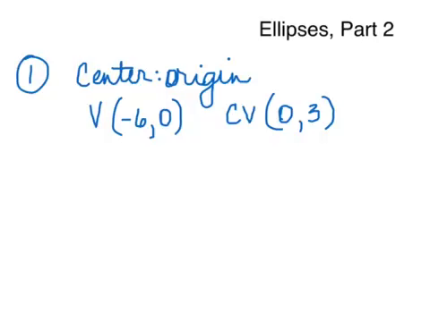In part 2 of ellipses, we're going to do examples of ones that are centered at the origin and ones that are centered off of the origin as well. But let's start with ones that are centered at the origin. If we know that it's centered at the origin and we're told that it's an ellipse and we're told that one of the vertices is -6, 0 and one of the co-vertices is 0, 3, we can write the equation of the ellipse off of that information.